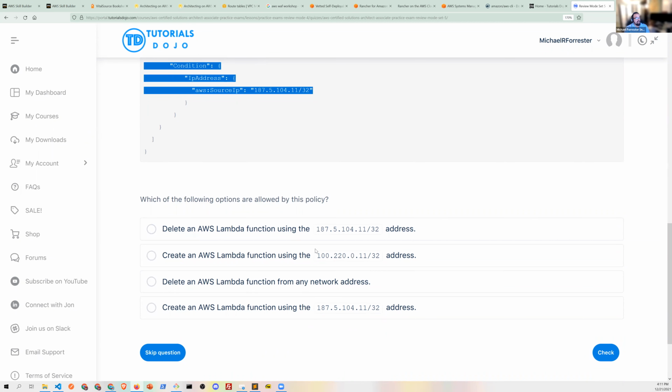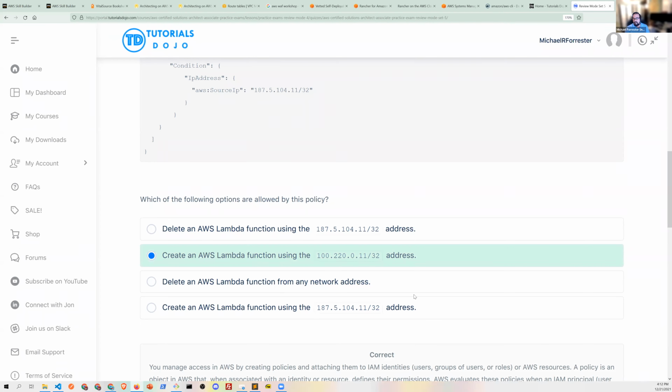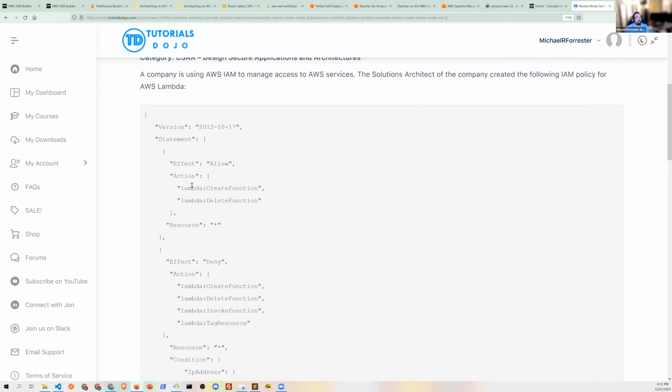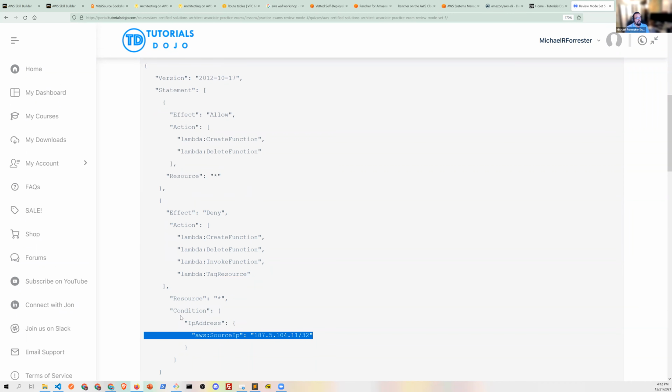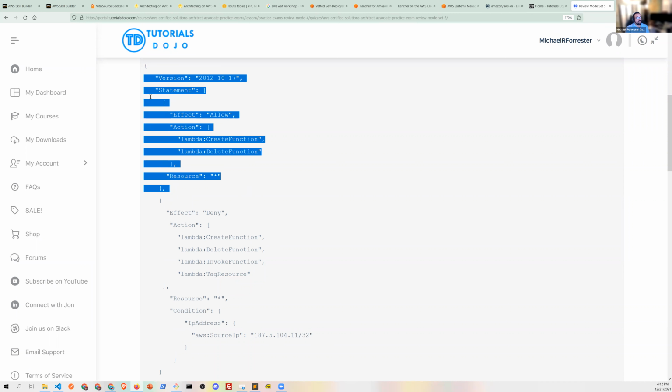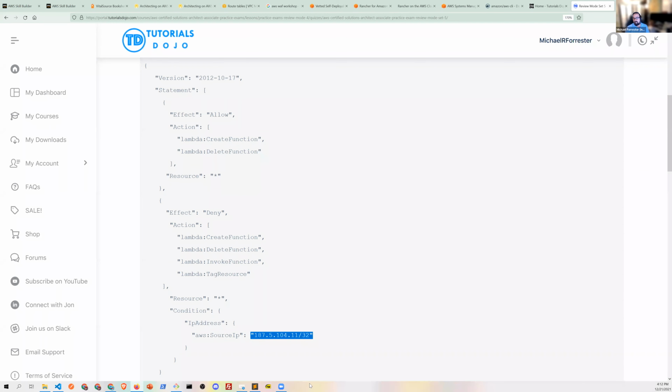So it looks like since this IP address doesn't match this IP address, it would indeed be what Sean says, which is basically create an AWS Lambda function using this other IP address. Now, that's going to require you to know that obviously denies trump allows, but because it has a condition on it, this deny only takes effect if you're coming from that specific IP address. You would be required to know that a /32 is this specific IP address. Otherwise, you can do pretty much anything you want as long as it's not this IP address.